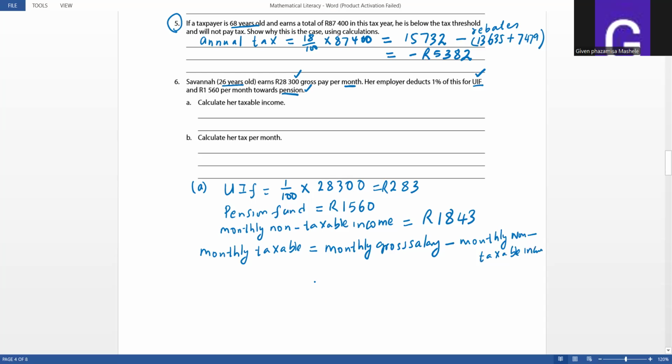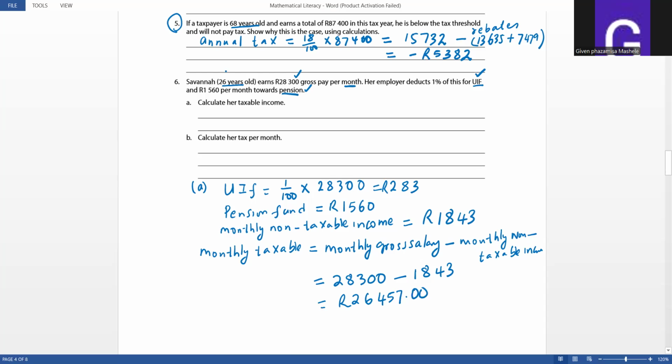Okay, what is the gross? It is 28,300 minus 1,843. So it's 28,300 minus 1,843. It means this will amount to 26,457 rand.